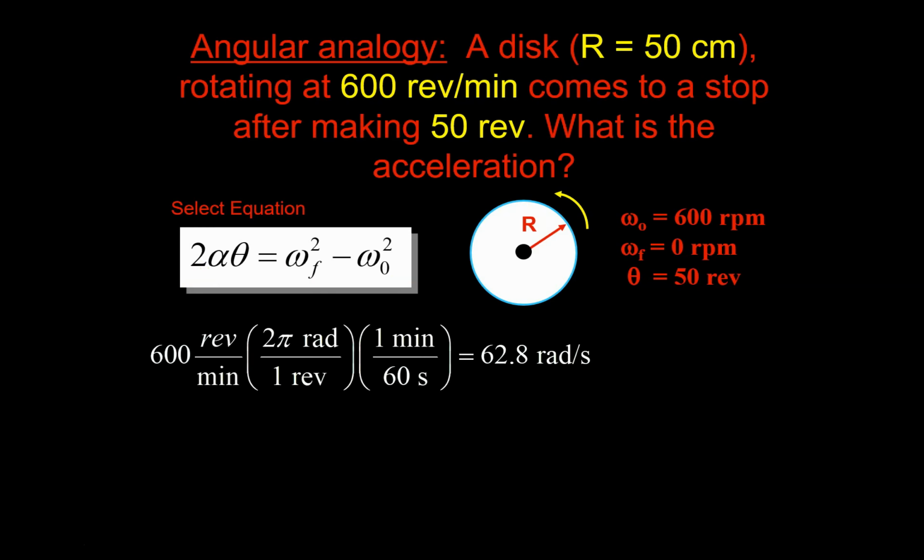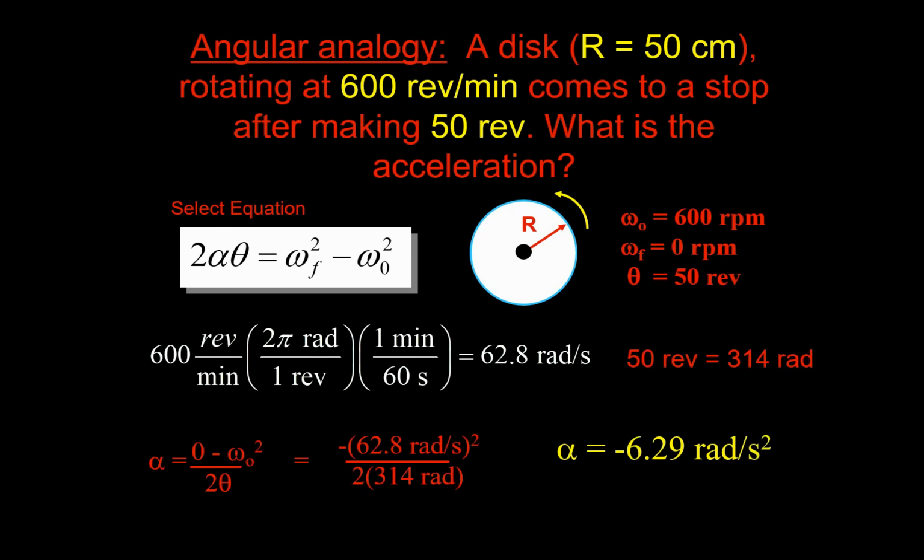We have 600 revs per minute, and we want to convert that into radians per second. So we'll take our 600 revolutions a minute, multiply by 2 pi, and divide by 60, and that'll give us 62.8 radians per second. 50 revolutions is 314 radians.